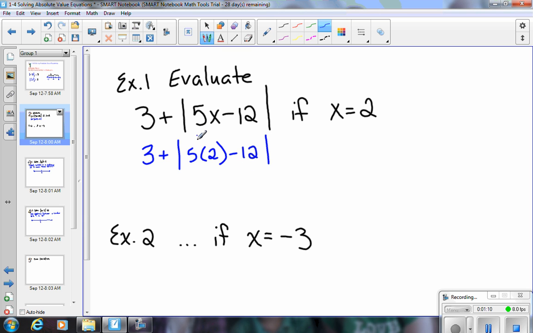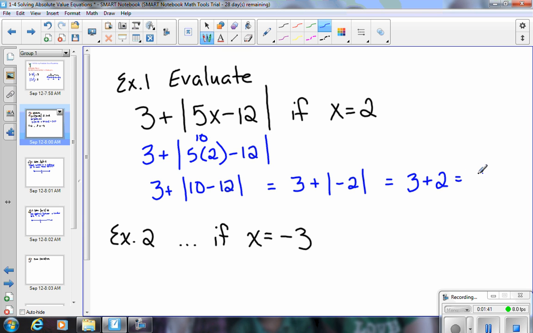5 times 2 is 10, so I'll just put a 10 here. So I have 3 plus the absolute value of 10 minus 12. Well, 10 minus 12 is -2, so I get 3 plus the absolute value of -2. Then I need to evaluate the absolute value of -2, which would be 2, because it's a distance of 2 from 0. So this becomes 3 plus 2, which is 5.